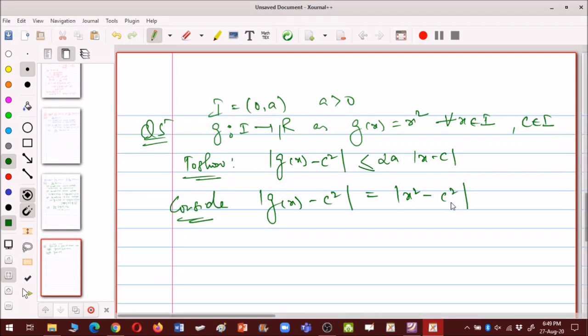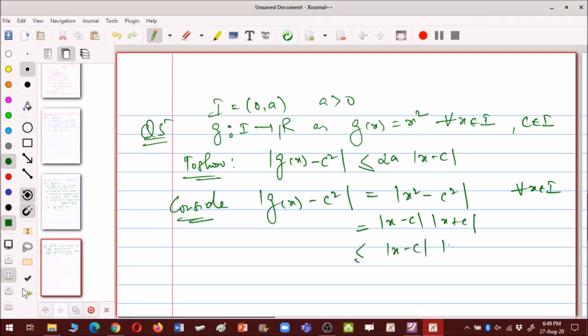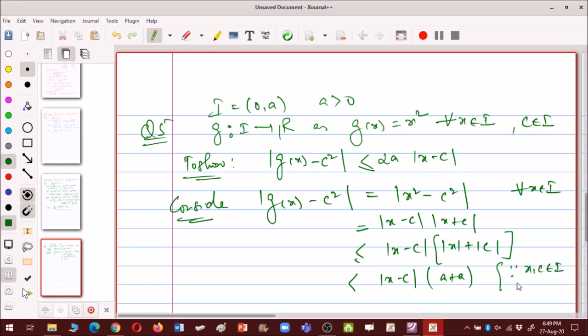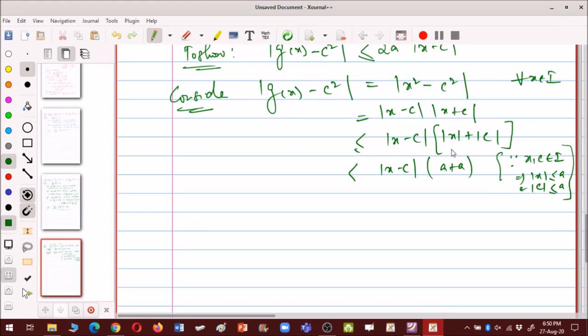So this is equal to |x² − c²| for all x belonging to I, and this I can write as |x − c||x + c|, which is less than or equal to |x − c|(|x| + |c|) using the triangle inequality. This is less than or equal to |x − c|(a + a), since x, c belong to I implies |x| is less than or equal to a and |c| is also less than or equal to a. So both are less than or equal to a, so we are replacing |x| by a and |c| also by a. So this is equal to 2a times |x − c|.